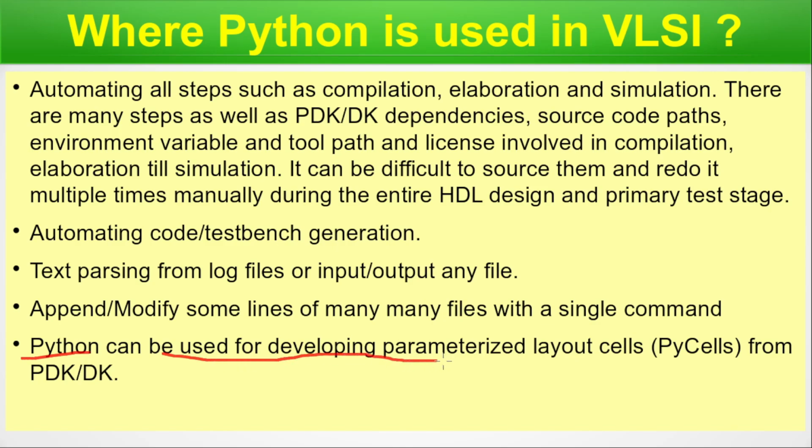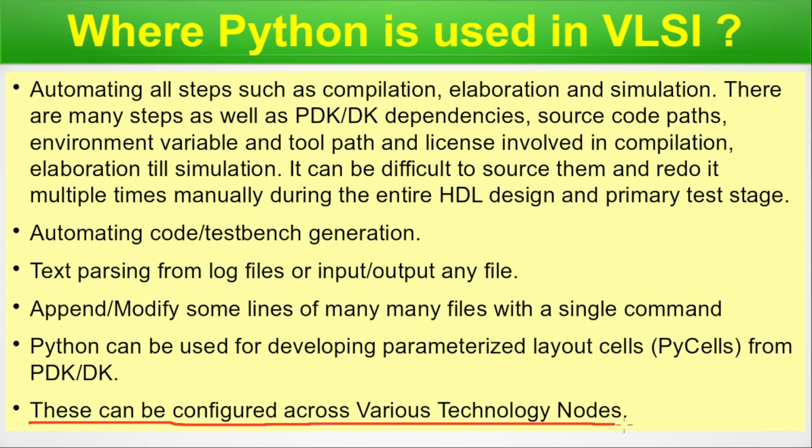Python can be used for developing parameterized layout cells, that is Py cells, from PDK or DK. This is another thing. You can learn about the PDK and the DK from the FAQ playlist. We have an entire episode on that. Now, Py cells are particular cells which are kind of unit cells in the PDK DK library. These are written in Python and they are scalable as they are parameterized. That means if we change the parameter, we change the different ratios of that particular cell, whether that could be height or the number of inputs or whatever is configurable through the Python module that has been used to define the Py cells. These can be configured across various technology nodes.